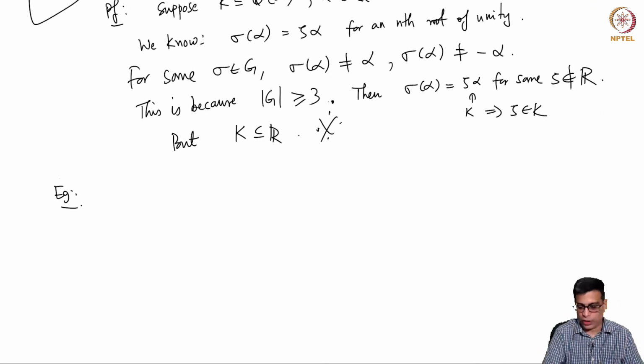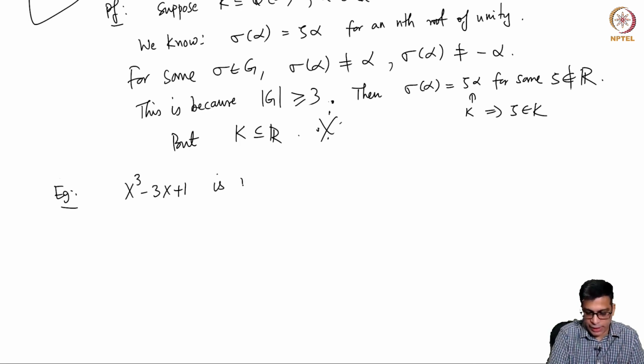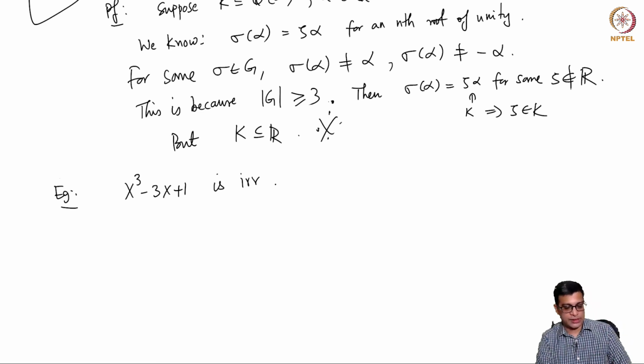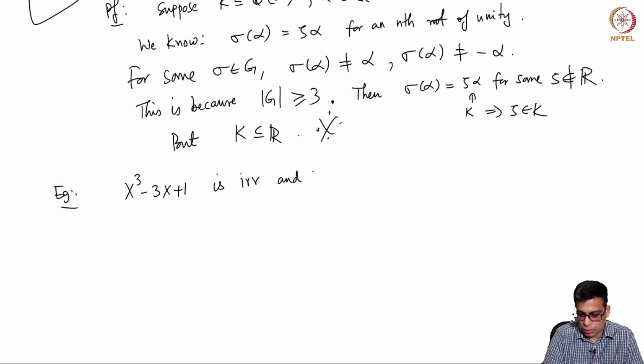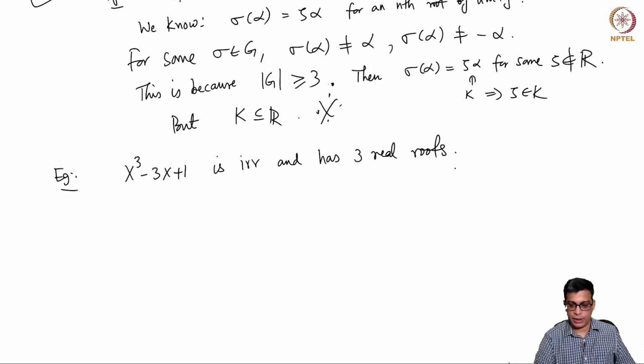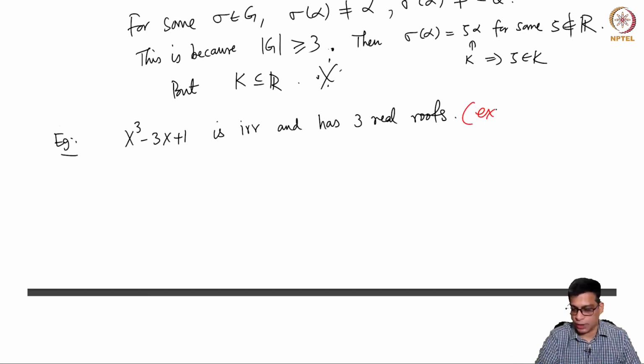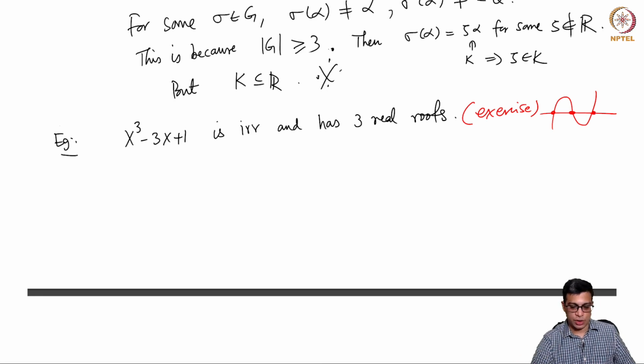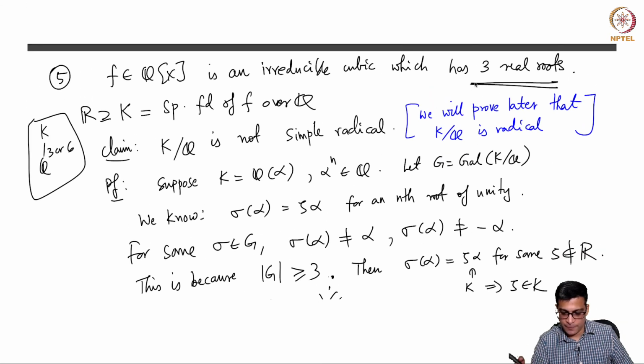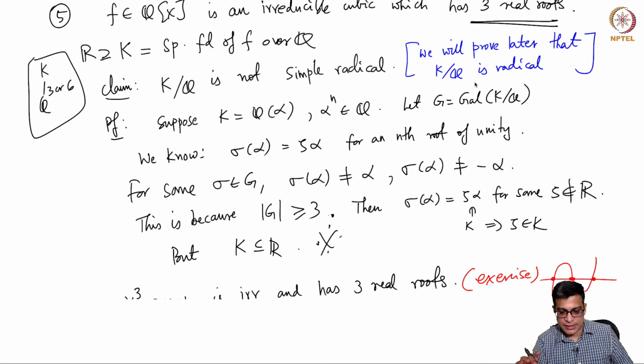So let me just quickly give you an example of a polynomial which has this property. It is irreducible. You can use Eisenstein criterion here, not directly, but by changing x to x minus 1, and you can also show that it has 3 real roots by just computing some roots and plotting its graph. So its graph will look like this. It will cross the x axis in 3 spots. So for this polynomial, if you take the splitting field, it is not simple radical.